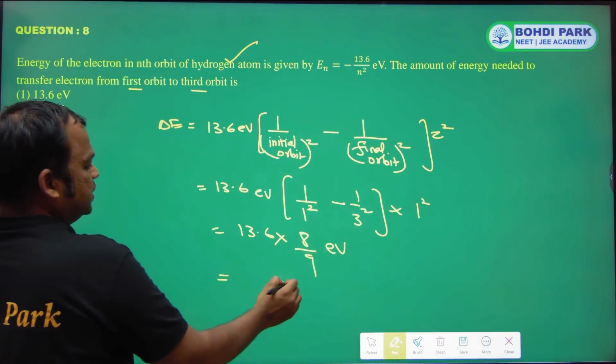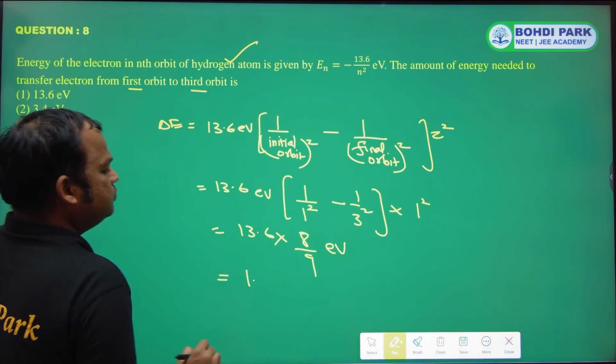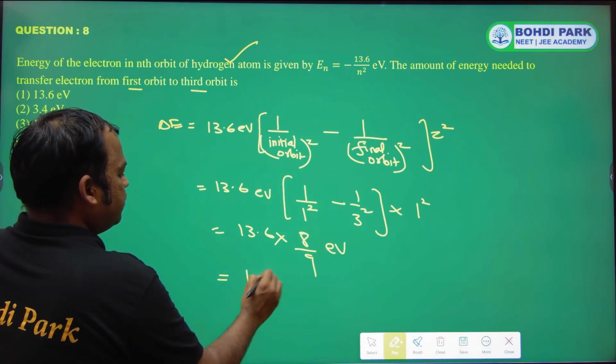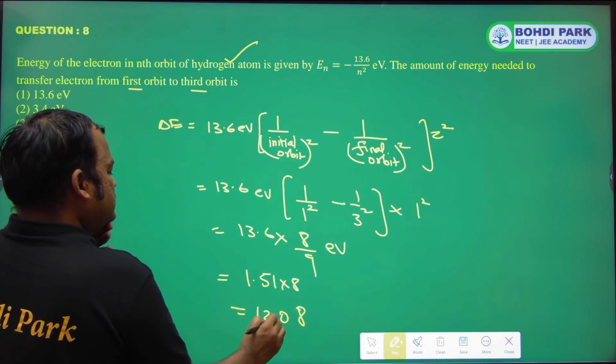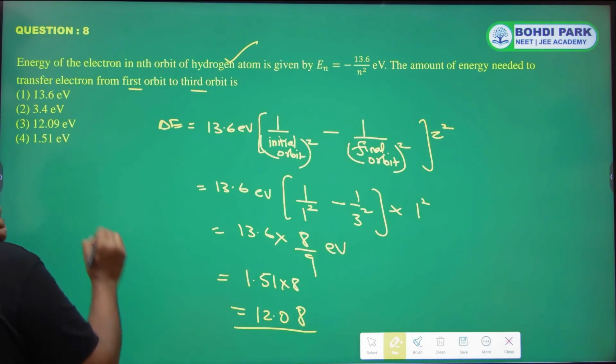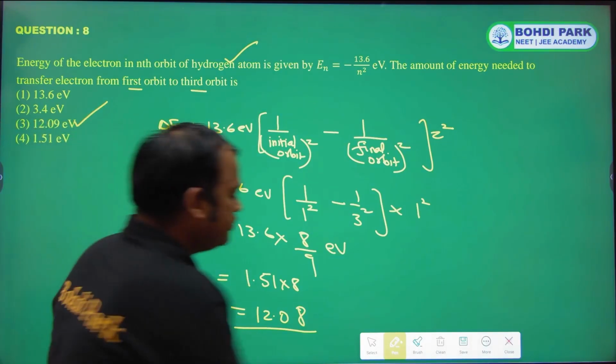So let's solve this. So this will be 1.51 into 8. So approximately 12.08. So third option done. Now next question.